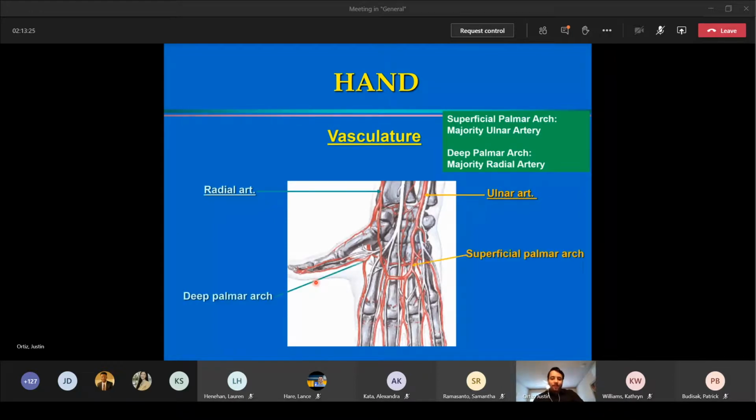The most important thing I would note on this slide that he talked about is that the superficial palmar arch, he said in class, is mostly from the ulnar artery. So I would definitely note that the superficial palmar arch, which is right here, is mostly ulnar artery. The deep palmar arch is majority going to be radial artery, so that's the arch under that. It's hard to see, but it would be that one. You could know there's a superficial branch and a deep branch, but the most important thing to know is that the superficial palmar arch is majority ulnar artery, while the deep palmar arch is majority radial artery.